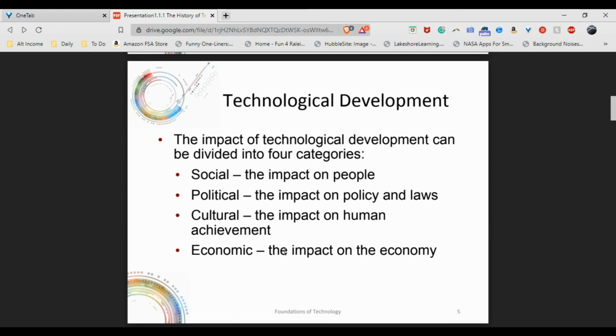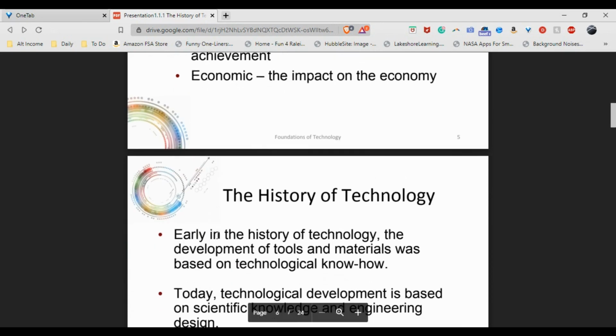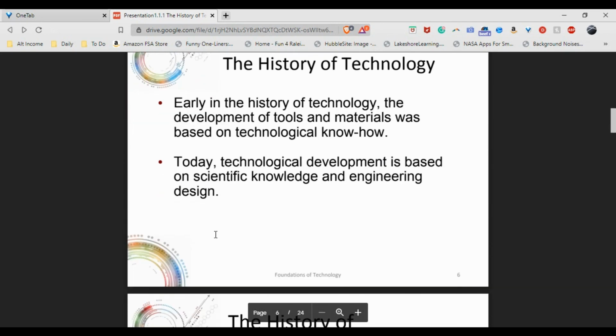So something to think about is, last week, in one of the assignments, I asked you to think about your favorite technology and think about its impact. We're going to revisit that as an assignment and look at, okay, now let's take a look at that technology and how has it impacted a society in these 4 realms.